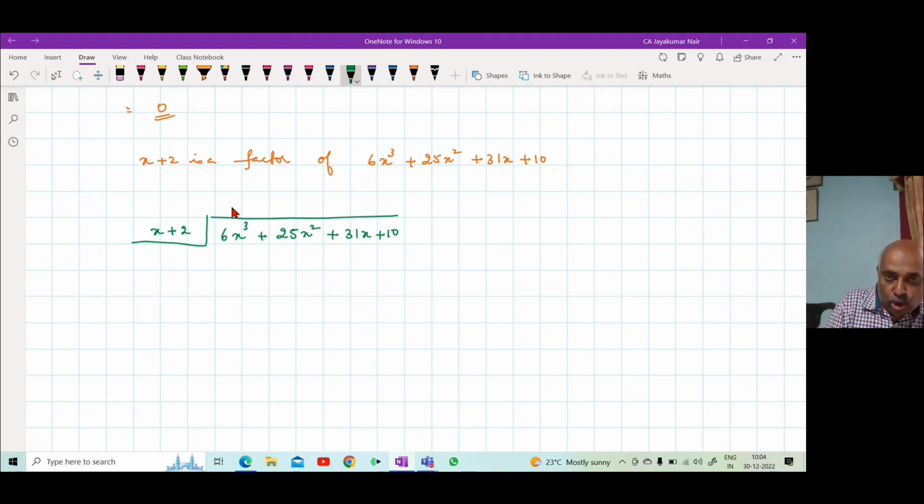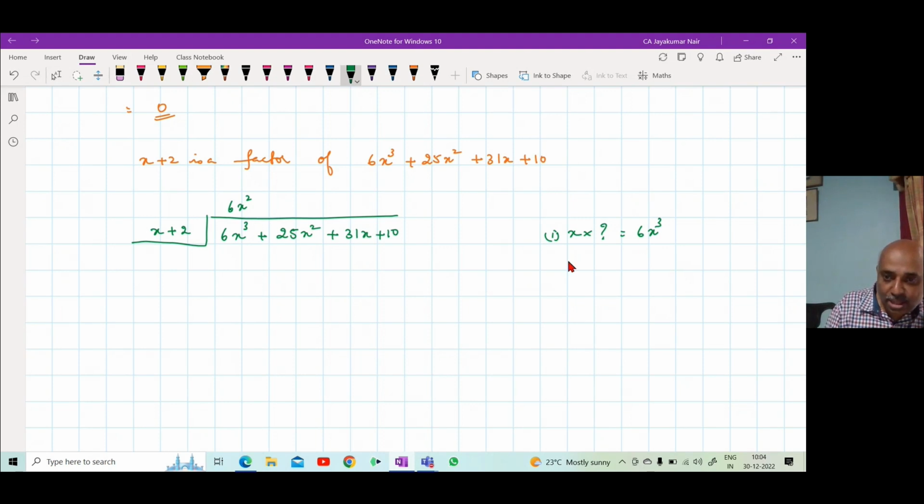So x into what will give you 6x cubed? It'll be 6x squared. So you must ask yourself, x into what will give me the first term here, that is 6x cubed. So the answer is 6x squared. So that's your first step. This is what you should ask.